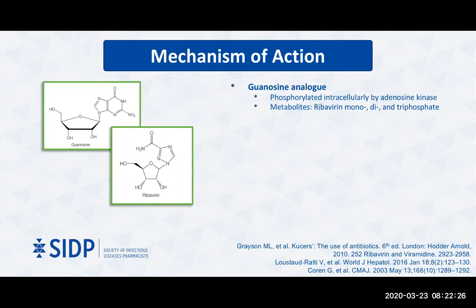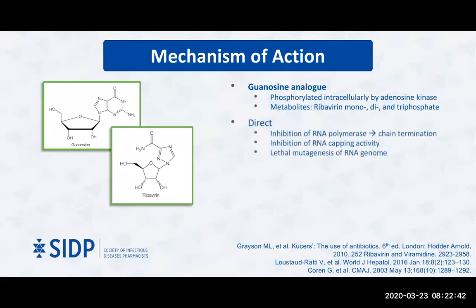It's a guanosine analog that's phosphorylated inside the cell by adenosine kinase, and this results in metabolites of ribavirin monophosphate, diphosphate, and triphosphate. These metabolites can then go on to have both direct and indirect actions inside the cell. So direct actions regard inhibition of RNA polymerase, which results in chain termination, inhibition of RNA capping activity for the virus, as well as lethal mutagenesis of the viral RNA genome.